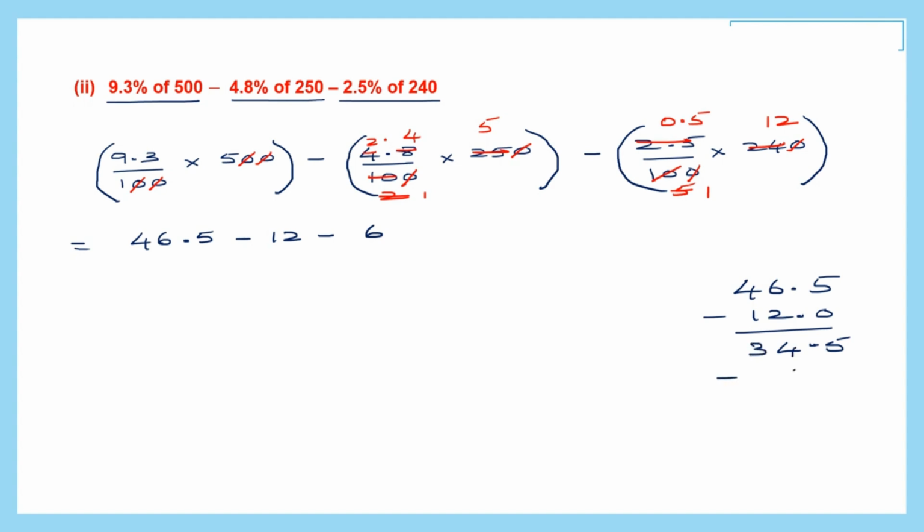Now I need to minus 6 from it. Okay, the third one. So this is 0.5 and here I need to borrow. So 14 minus 6 is 8 and I have 2. So what do I have here? I have 28.5 and this is our answer.